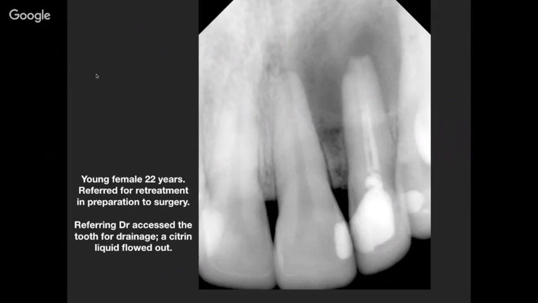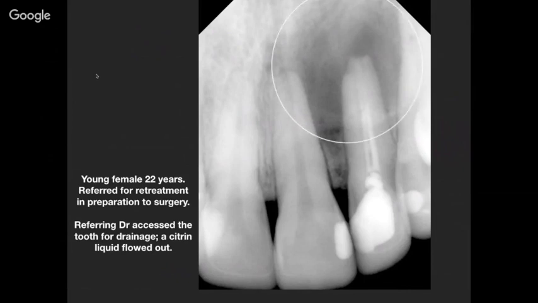This young female of 22 years was referred for retreatment in preparation for surgery because of this extended lesion. The referring doctor accessed the tooth for drainage, and he mentioned that he found a citrine liquid flowing out of the tooth. So he programmed the patient for surgery, and the patient was referred for a second opinion.